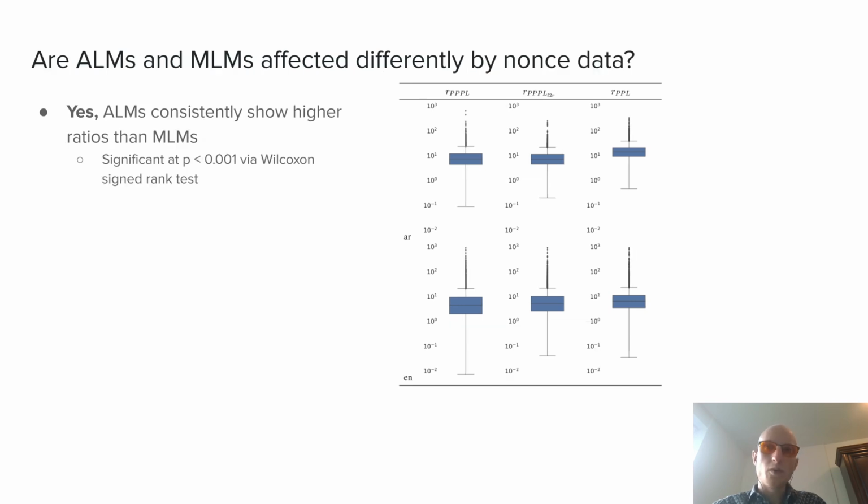Second, we test whether the autoregressive scores are affected differently by SPUD than the masked scores. This is also the case. LLMs have significantly higher scores than masked language models, as confirmed by a Wilcoxon test.